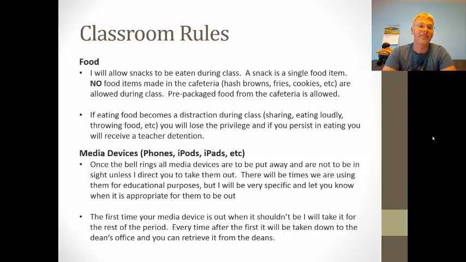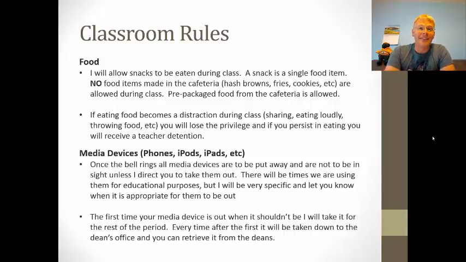Prepackaged food from the cafeteria is allowed. So you can get a bag of chips, you could get a Pop-Tart or something, but no bringing up an entire salad or something from the lunchroom. I do reserve the right that if eating becomes a distraction, such as you're loudly sharing it with people around you, or we're throwing food, it becomes a distraction to class. We will lose that privilege for an indefinite amount of time. So please be responsible. I'm giving you the opportunity to have a privilege. Be responsible, and you get to keep it. If you're not responsible, you lose it.